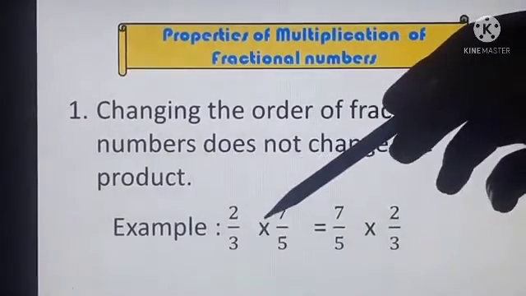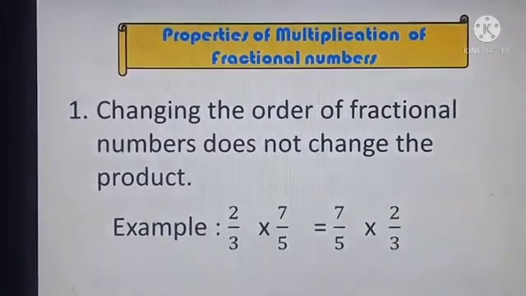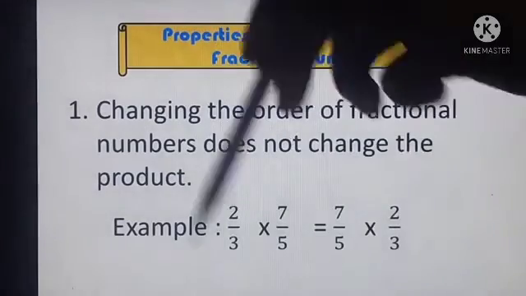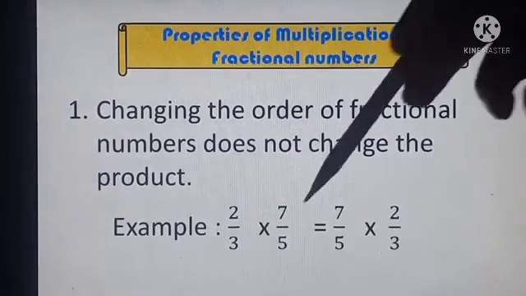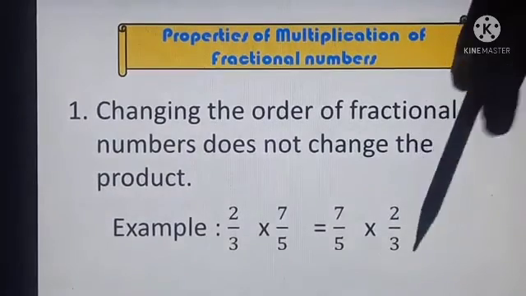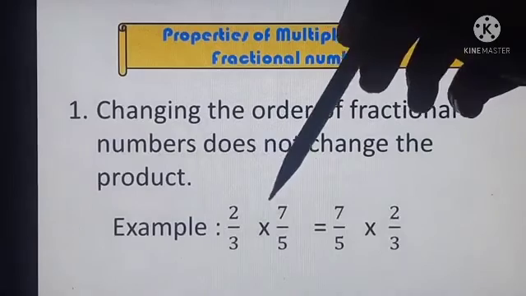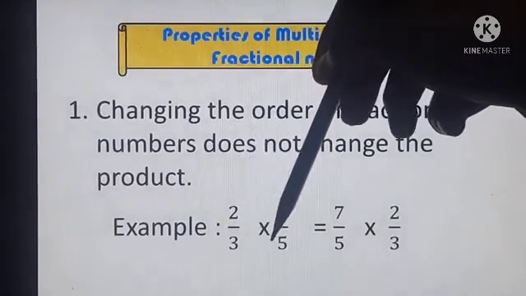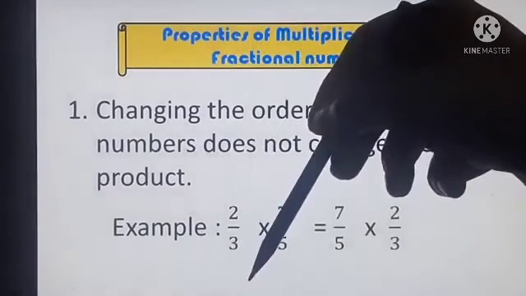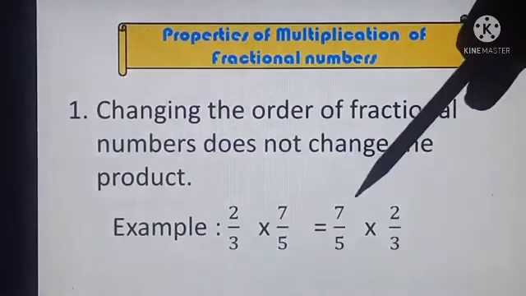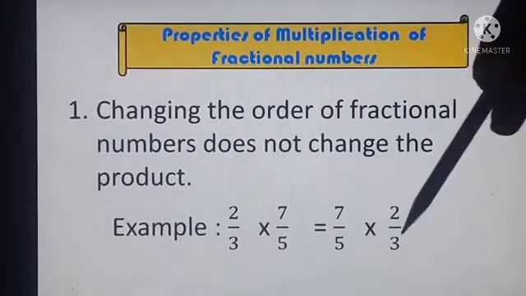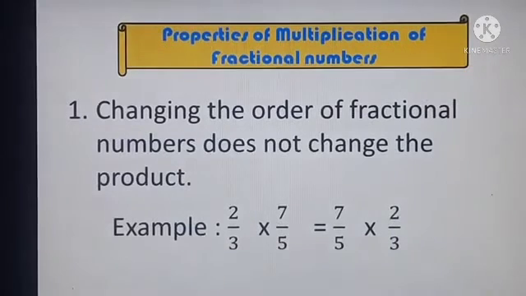2 upon 3 multiplied by 7 upon 5. So if we are changing the order, 7 upon 5 multiplied by 2 upon 3. So we can check, is it giving the same answer on both sides. 7 2s are 14 and 5 3s are 15. So left side is giving us 14 upon 15. Right side, 7 2s are 14, 5 3s are 15, 14 upon 15. So when we are changing the fractional numbers, it does not change the product. Understood?